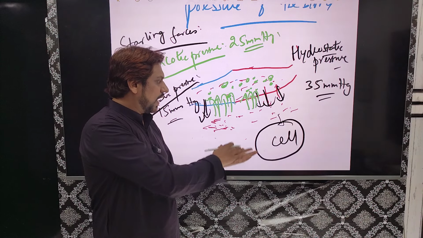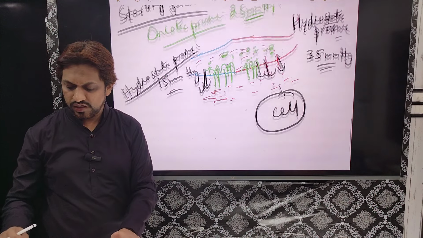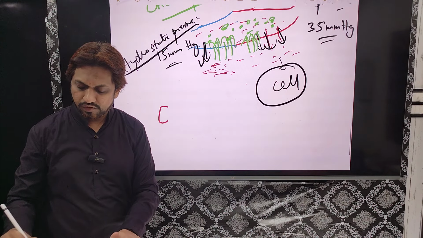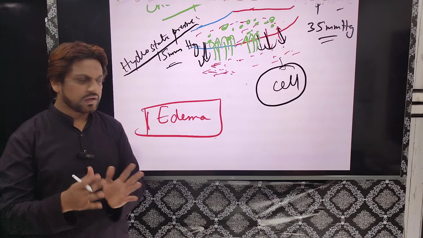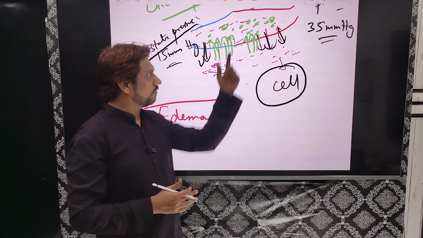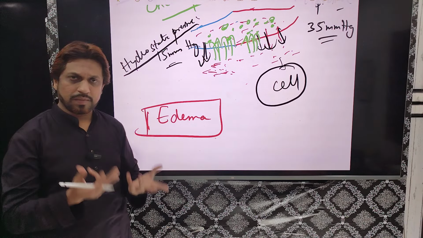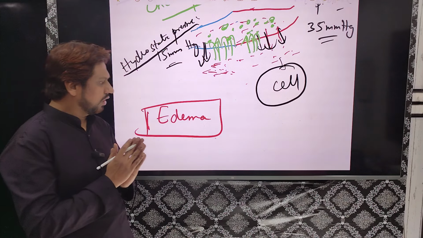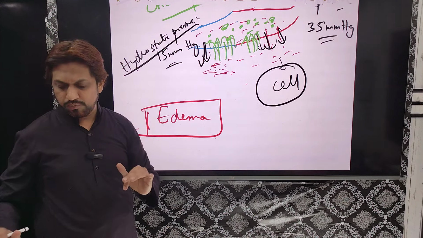This accumulation of fluid in the interstitium is generally known as edema. We'll discuss this topic in detail in another video. Right now just remember that with deficiency of this, edema may occur. The different types of edema and the mechanism of edema we'll discuss later. There are so many causes; one such cause is the deficiency of albumin.